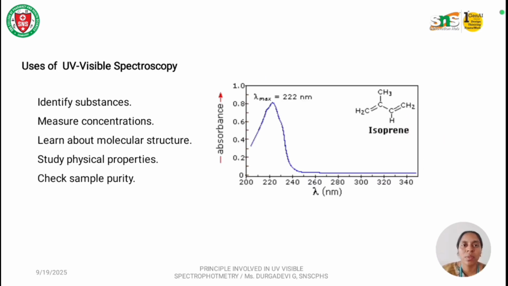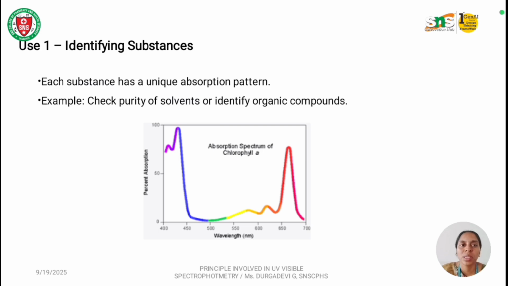So then, uses of UV visible spectroscopy. It is used to identify the substances. If we have the API, we can compare it with our sample to identify what kind of substance it is, and to measure the concentrations, and to learn about their molecular structure, and to study their physical properties and sample purity. So the first use is identifying the substances. Each substance has a unique absorption pattern. Example: check purity of solvents or identify organic compounds. So they all have a unique absorption pattern. That is, if you see the spectrum of your component, the pattern of the spectrum will be similar.